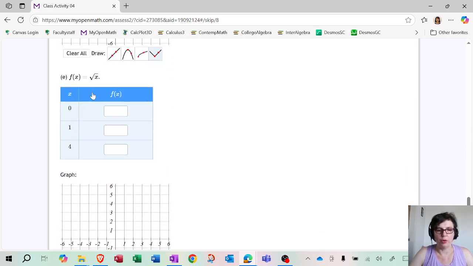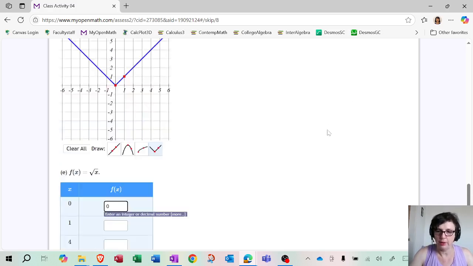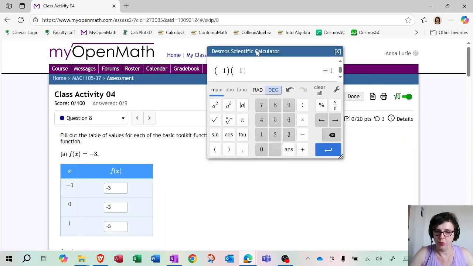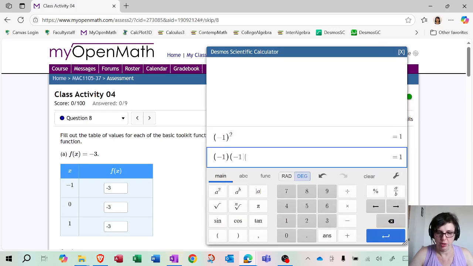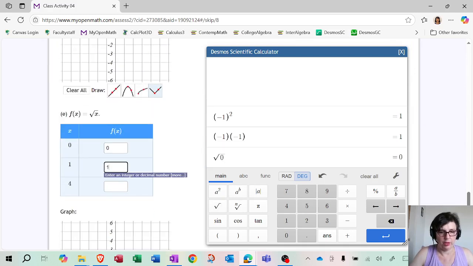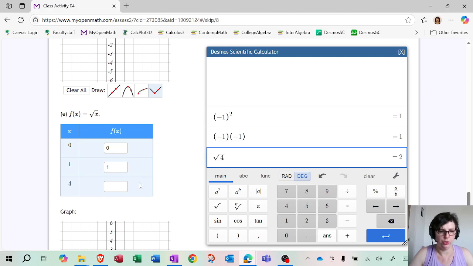Oh, there is one more, square root, I forgot about that. As you can see, the x values here start at 0. There are no negative values. Why is that? Because the square root of a negative number is undefined when you limit yourself to just real numbers. So the square root of 0 is 0. If you're not sure, just use a calculator. Open the calculator under resources, and if you want to know the square root of 0, just enter it right here and it'll tell you that's 0. The square root of 1 is 1. The square root of 4 is 2.